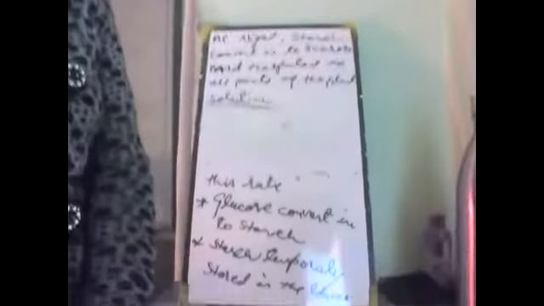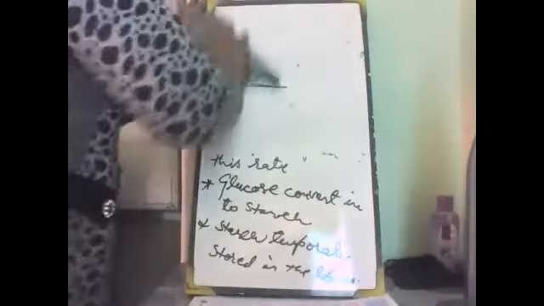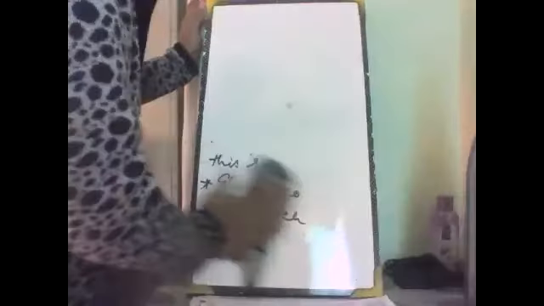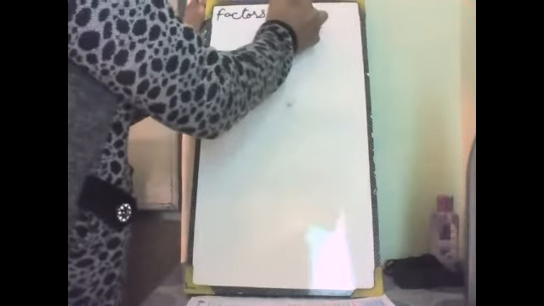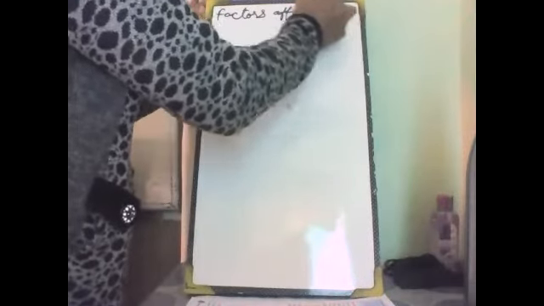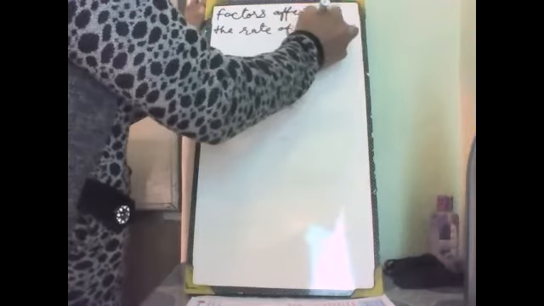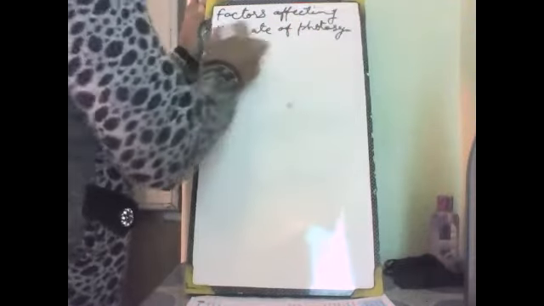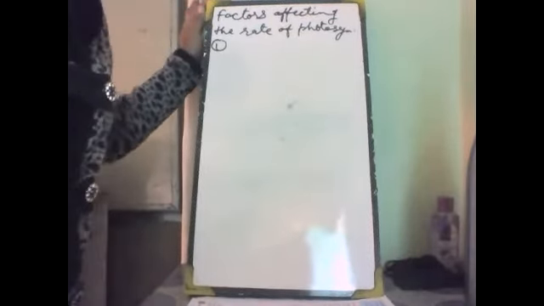Okay, the next topic is factors affecting photosynthesis. What are the factors that affect the rate of photosynthesis? In which case is the rate of photosynthesis high or low? There are 4 factors which affect the rate of photosynthesis.